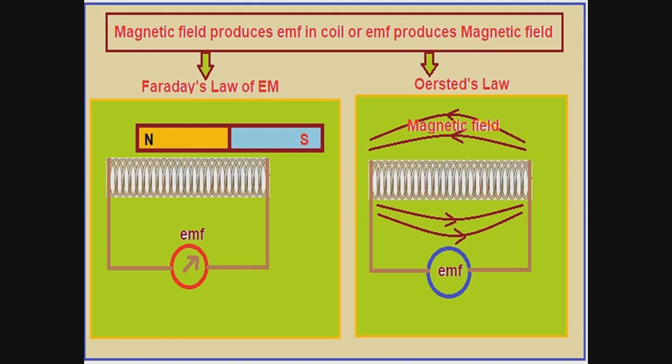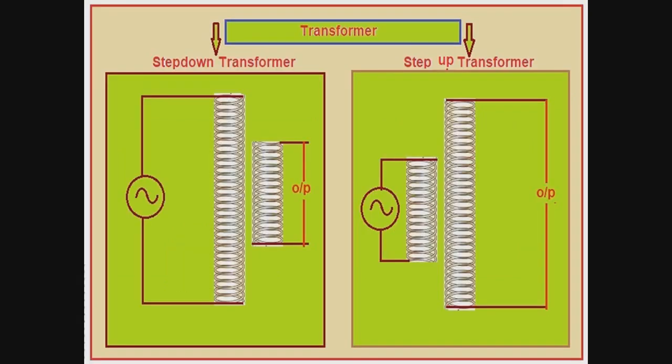Another way we can say it: when an EMF is provided to a coil, that coil generates a magnetic field around it. This is about Oersted's law, which we have seen.